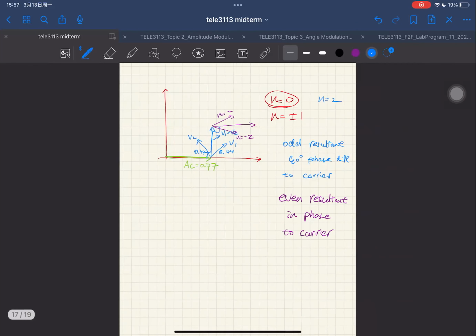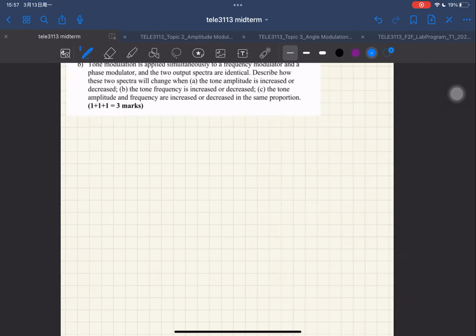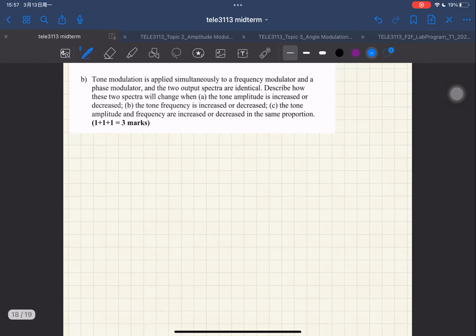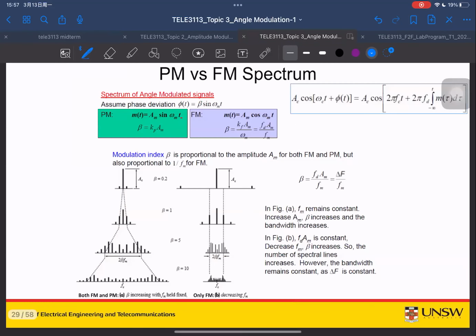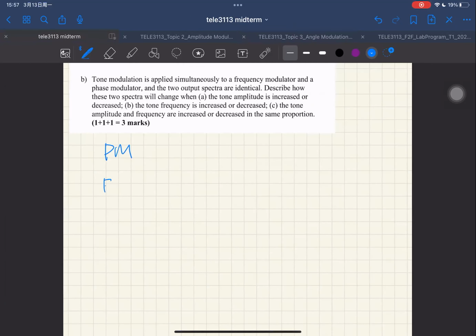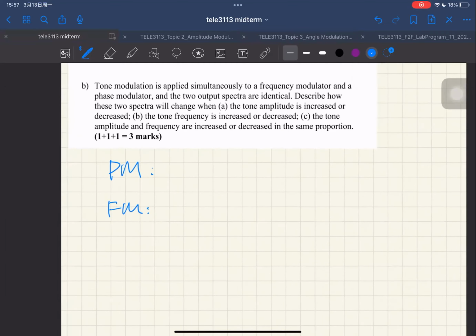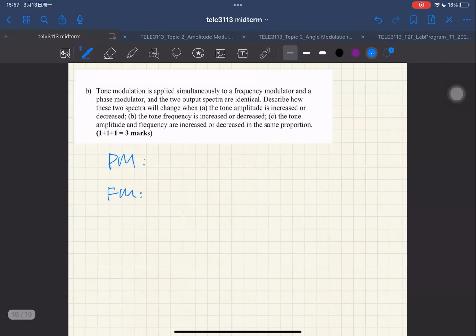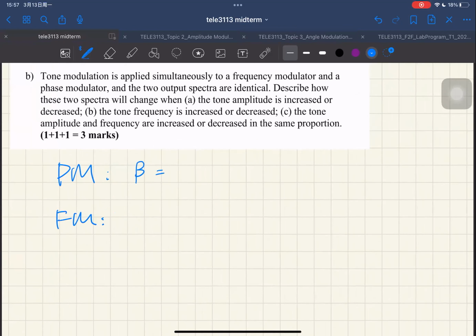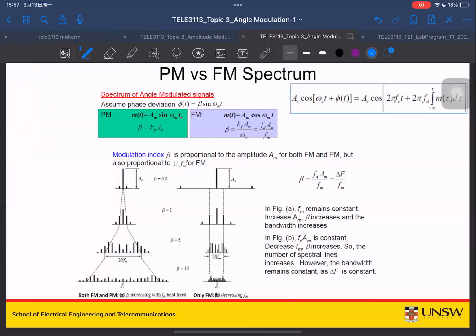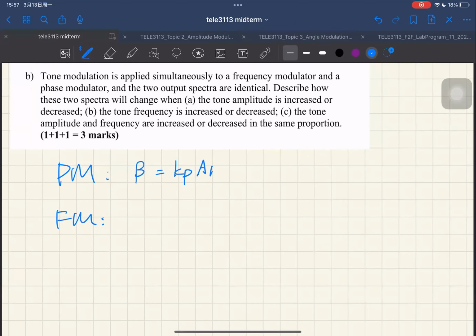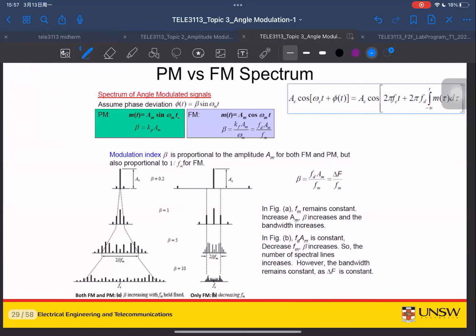Okay. For the last question, which is this term question, we're gonna look at these two formulas. Actually, it's a comparison between PM and FM. We're gonna look specifically at how the beta value is gonna affect your frequency spectrum. For the PM, your beta is just equal to Kp times Am. For the FM, it is equal to Kf times Am over Fm. Actually, it's Fd.